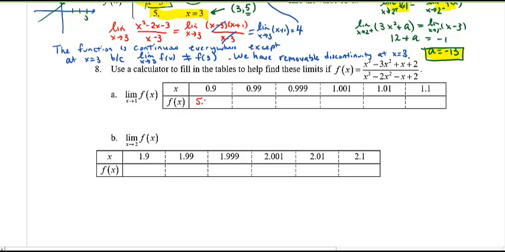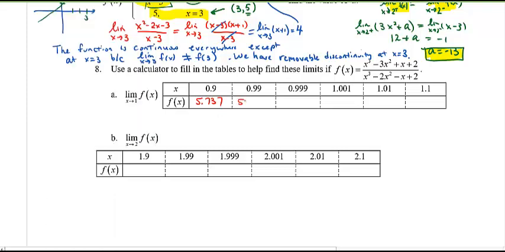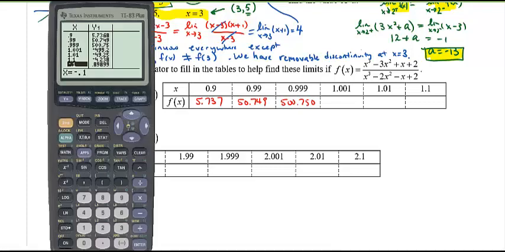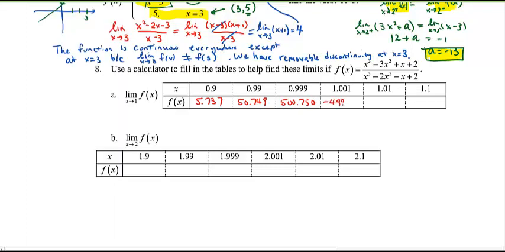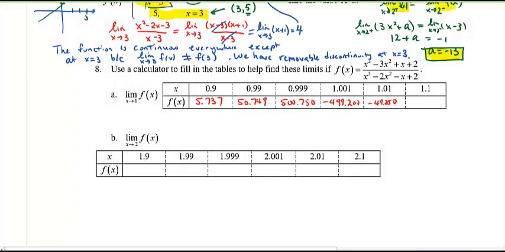5.73. Remember 3 decimal places, friends. 50.749. 500.75. Negative 499.200, I guess. Negative 49.250. And then ultimately negative 4.238. Okay, oops. Negative 4.238. So really my question is, as you look at these values, what's going on when x approaches 1?